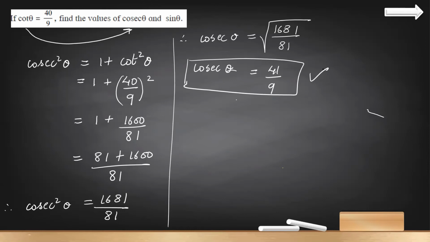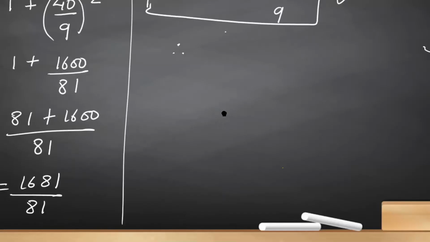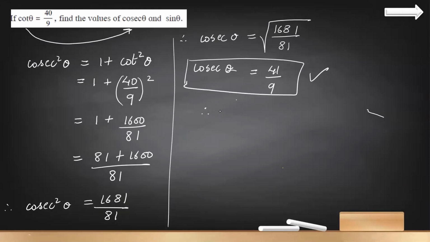The next we have to find out is sine theta, and we know cosec and sine are reciprocals of each other. So therefore we will directly write sine theta is equal to 1 upon cosec theta.